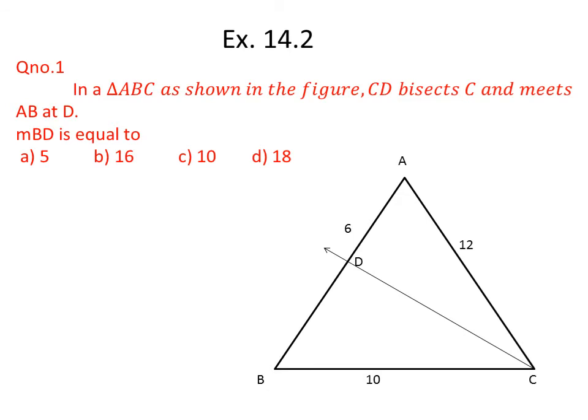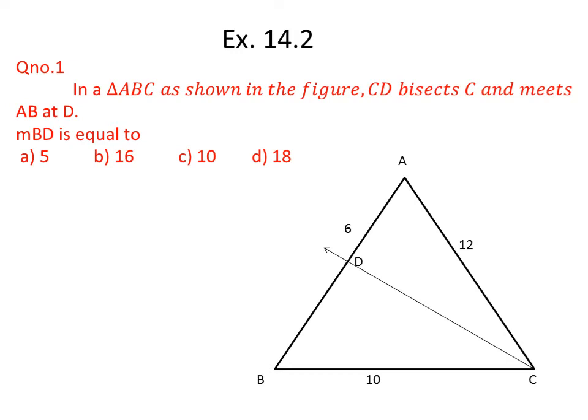Here we solve question number 1 from exercise 14.2, which states that in a triangle ABC as shown in the figure, CD bisects angle C and meets AB at point D. We have to find the value of measure BD, which may be equal to 5, 16, 10 or 18. We have to choose any one side from the given sides.